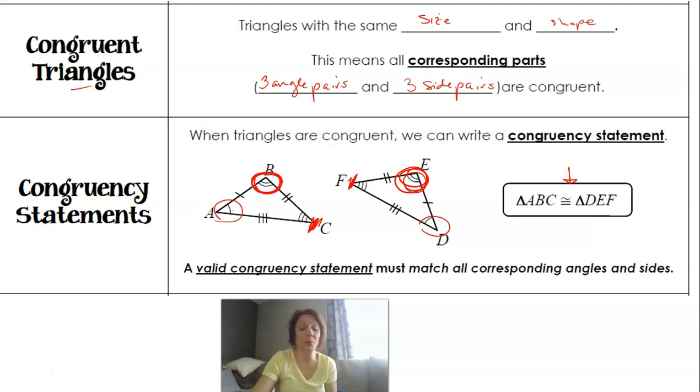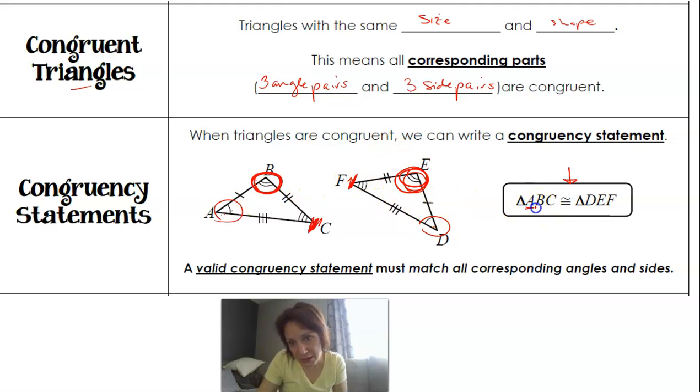So I want you to see these words down here. It says a valid congruency statement must match all corresponding angles and sides. So what does that mean? That means if your congruency statement is written correctly, all the angles that match, like A and D, B and E, they should also match in the names. In other words, where they are in the names. So I want you to notice something over here.